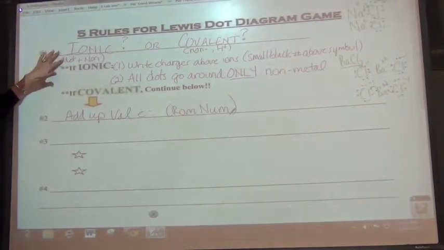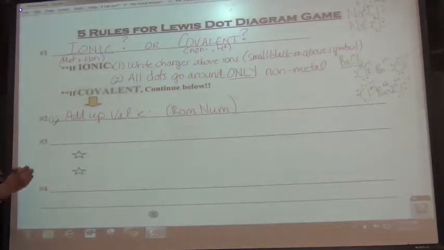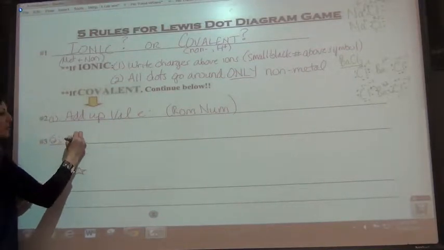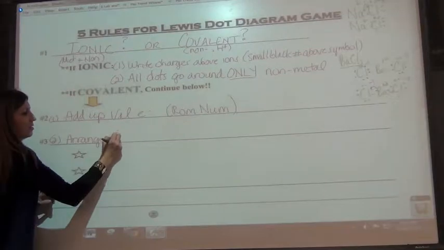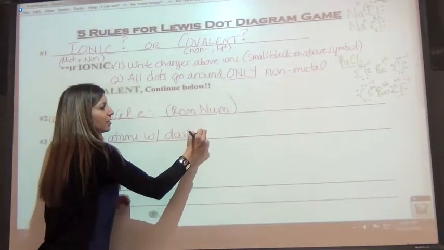So we're doing this differently from ionics, okay? This we could call step 1 for covalent. Once you figure out that it's covalent, you do that. The second thing you're going to do is arrange your atoms with dashes in between.